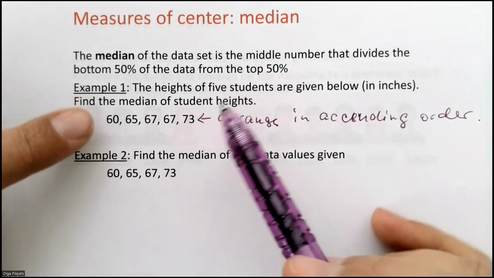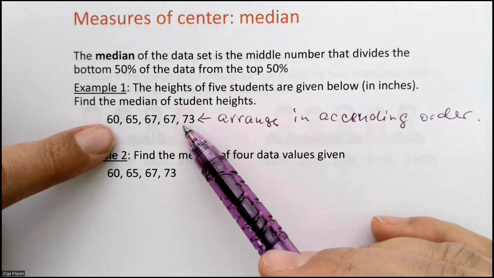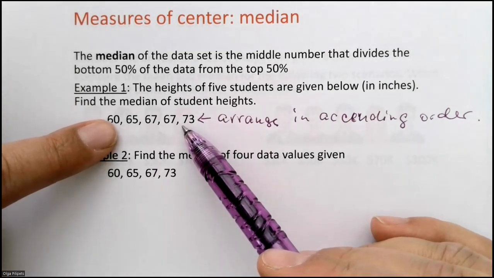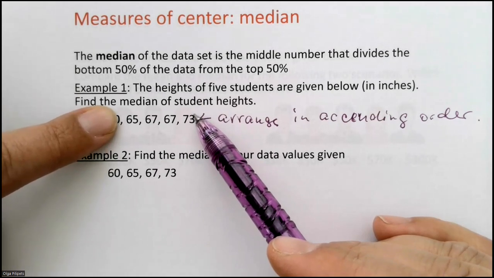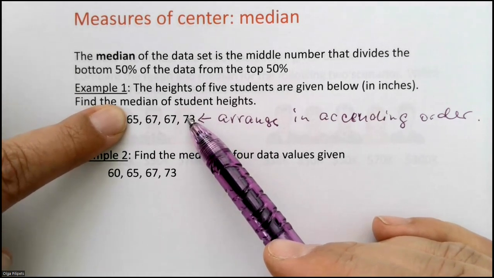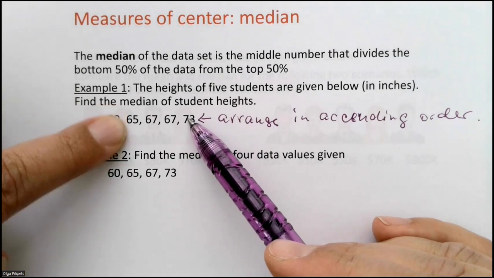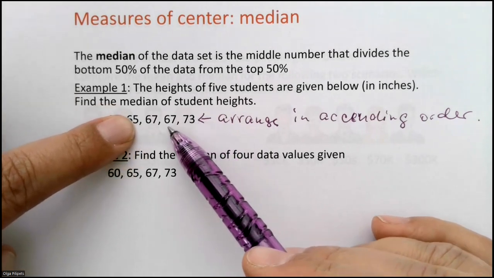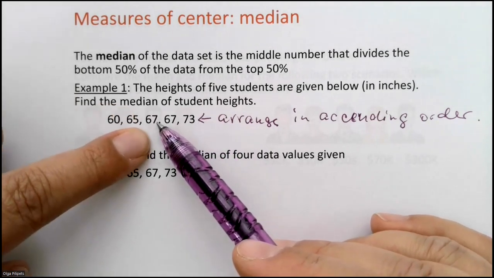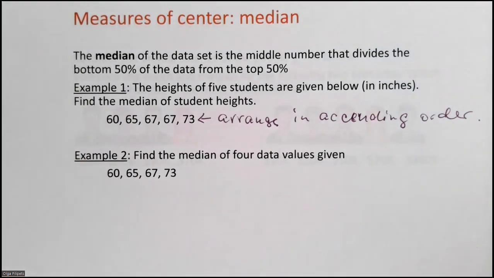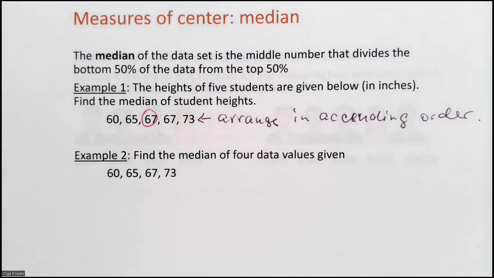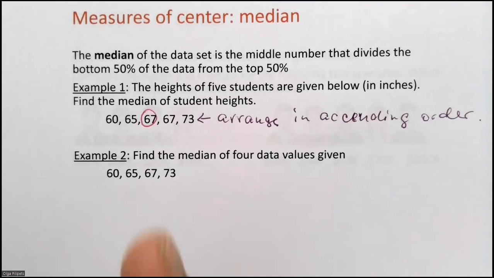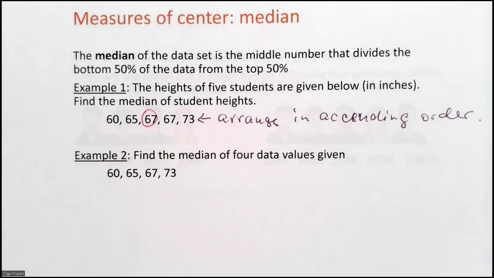So if we start crossing out numbers one by one from the top and the bottom, 60 and 73 will go away. Those are considered our most extreme data values. And then the next 65 and 67 go away, and the value in the middle is 67. So 67 is the median for this data. That's the value in the middle.